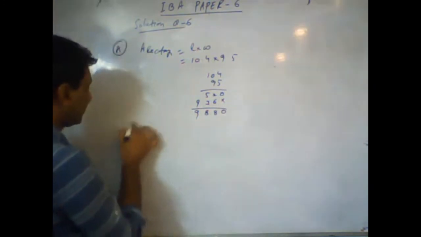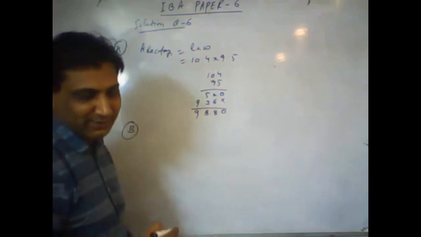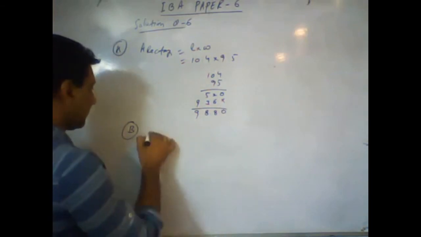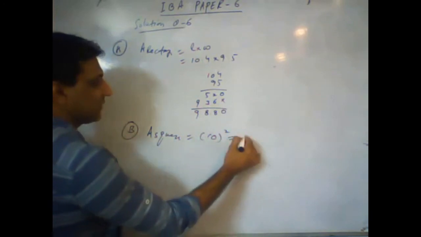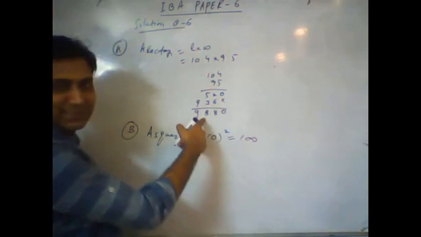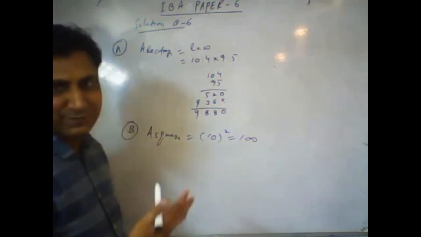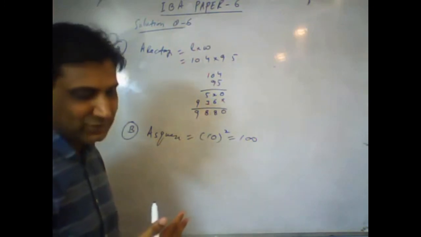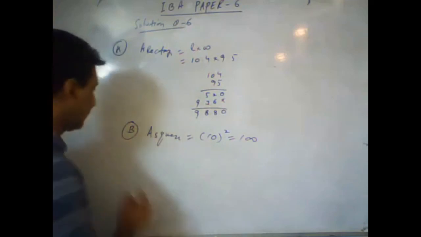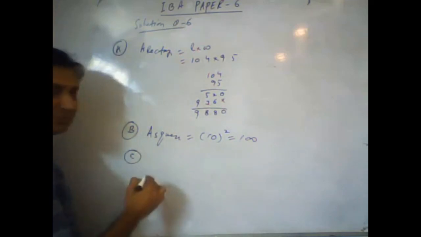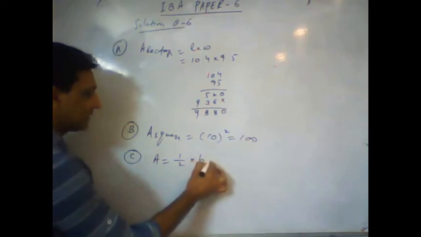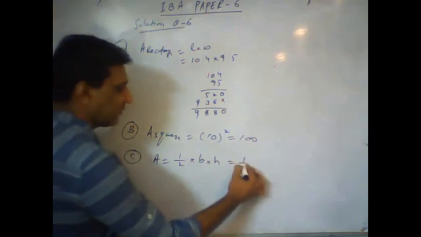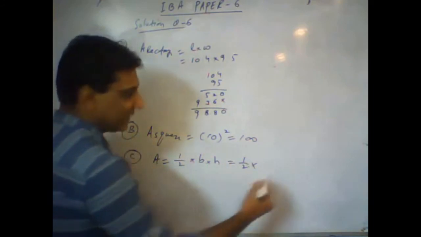Now option B is a square of side 10. The area of a square is side squared, that is 10 squared, which is 100. At the moment this is more than A. But we have to see the other two options. Third is a triangle of base 20 and height 10. Option C: the area of a triangle is half base into height. So half, base and height are 20 and 10.